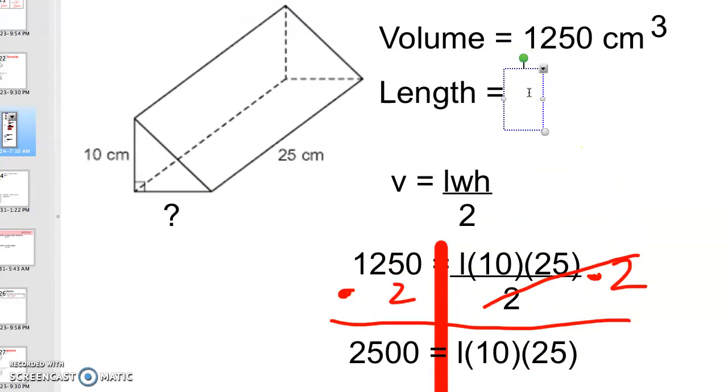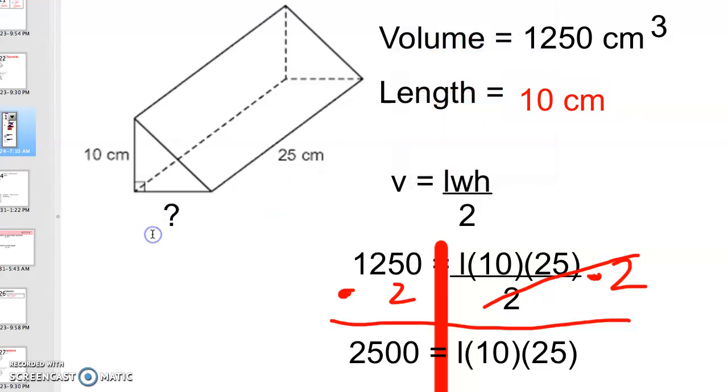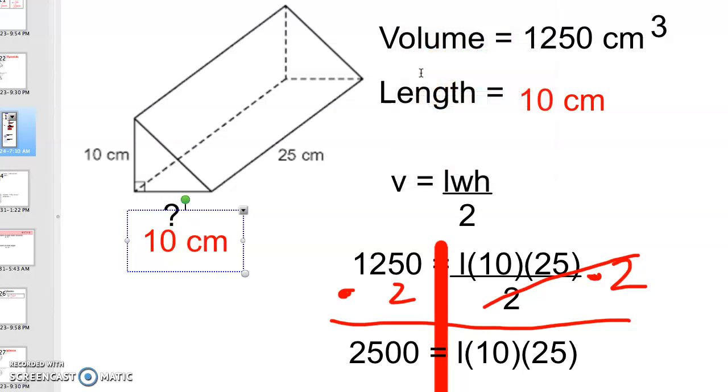And then you solve for your variable, and you got 10. And you just have to include your units. So it's 10 centimeters. Okay, so here is 10 centimeters. Right, so those are our prisms. So we solved for unknown values with rectangular and triangular prisms.